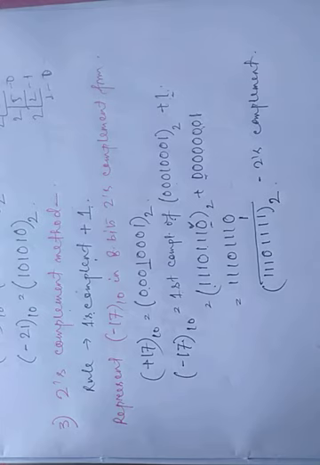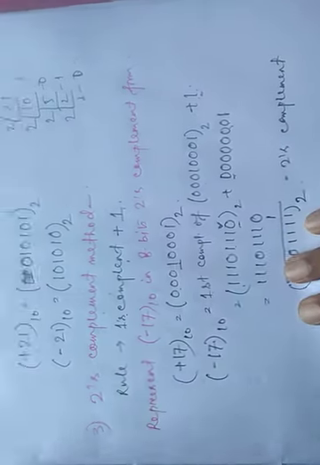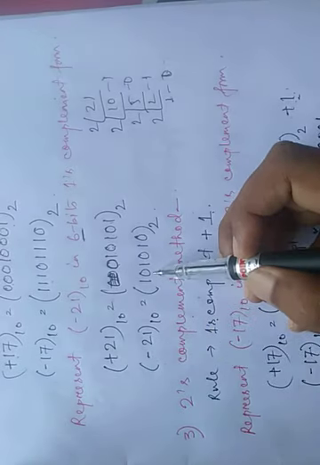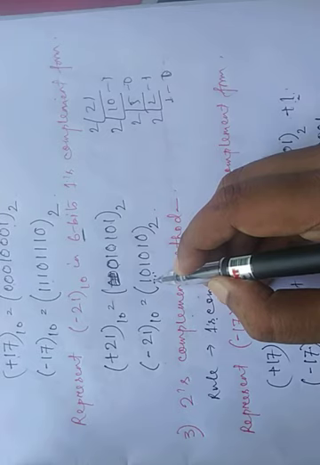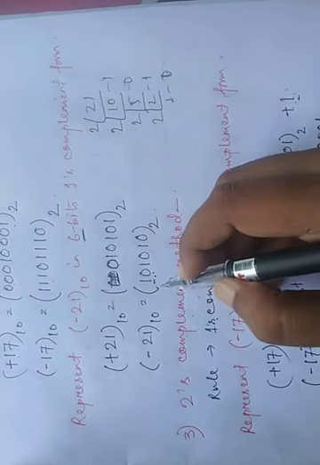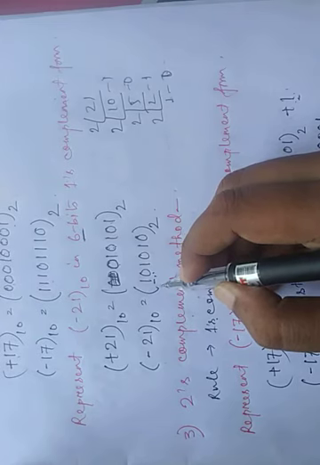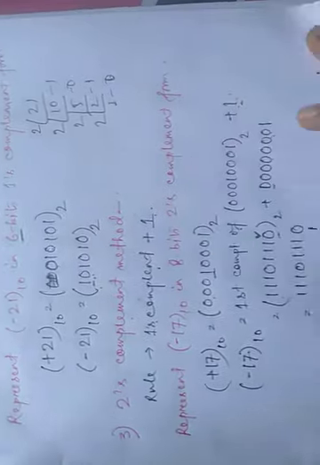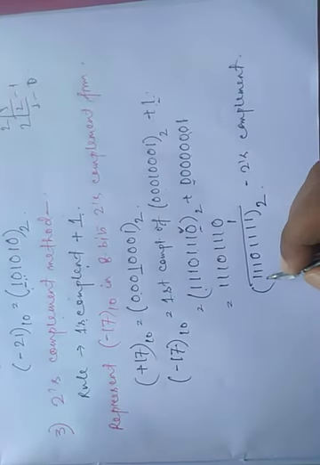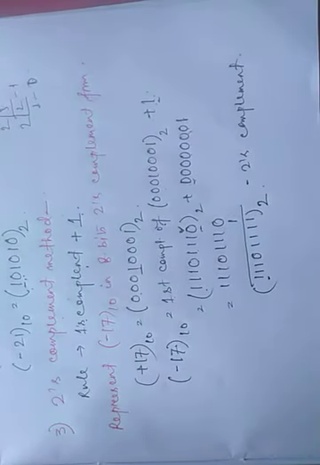Now notice one thing. In sign magnitude the MSB is 1, and in 1's complement also, whenever you convert a number into 1's complement, the MSB automatically becomes 1 by default. In 2's complement also you can find that the leftmost bit is 1.